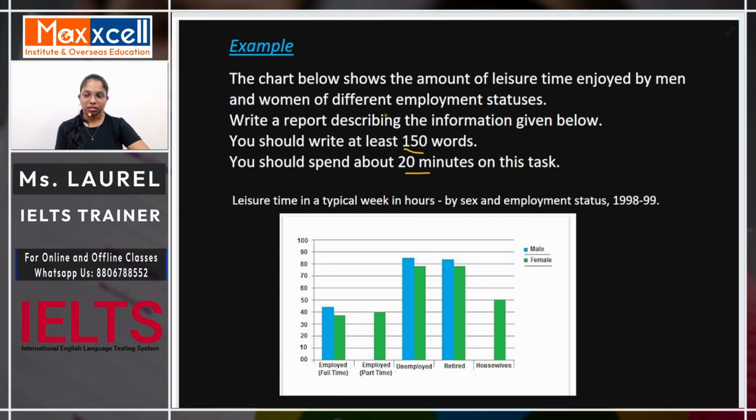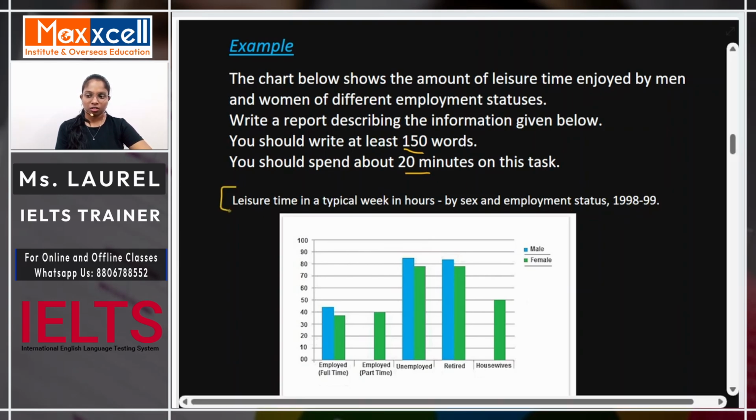And then here you can see that below that you have been given the bar graph. Here you can see all the details, and there is a title for the graph here: leisure time in a typical week in hours by sex and employment status from 1998 to 1999. Now here you can see that this is the key information given. This is the key information. Apart from that, this information is kind of similar to this first line that is given here. I'm marking this because this is very important and we are going to see why.